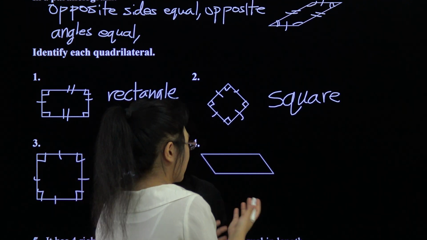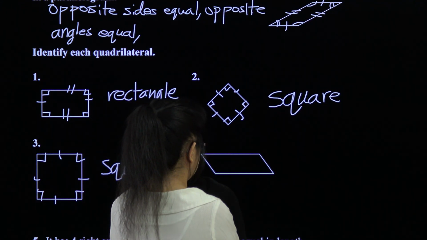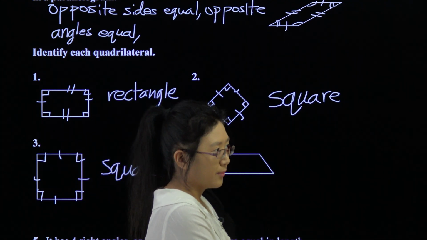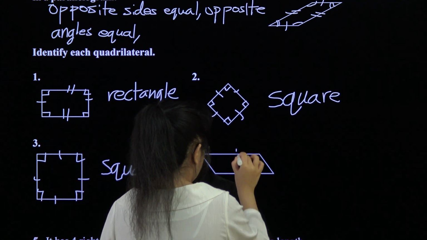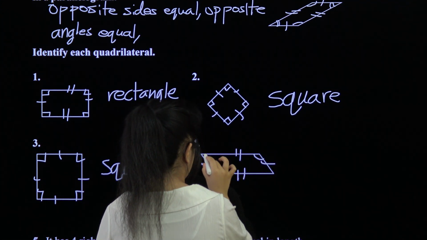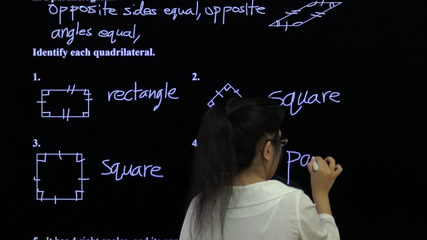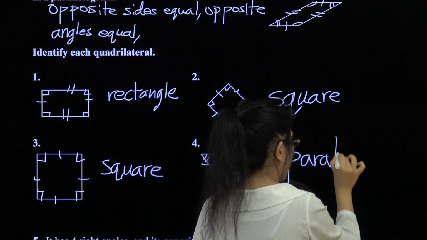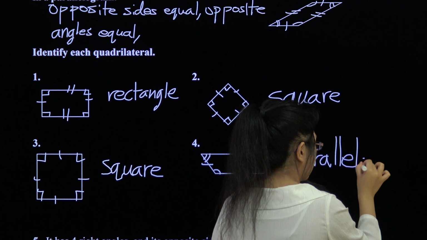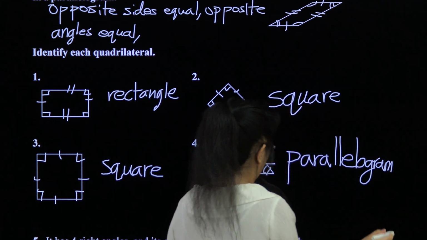Now here, there's, well, no right angles. And when there's no right angles, it's not a square or a rectangle. But hey, the opposite sides are equal, and the opposite angles are equal, so it's a parallelogram. P-A-R-A-L-L-E-L, parallelogram. O and then gram.